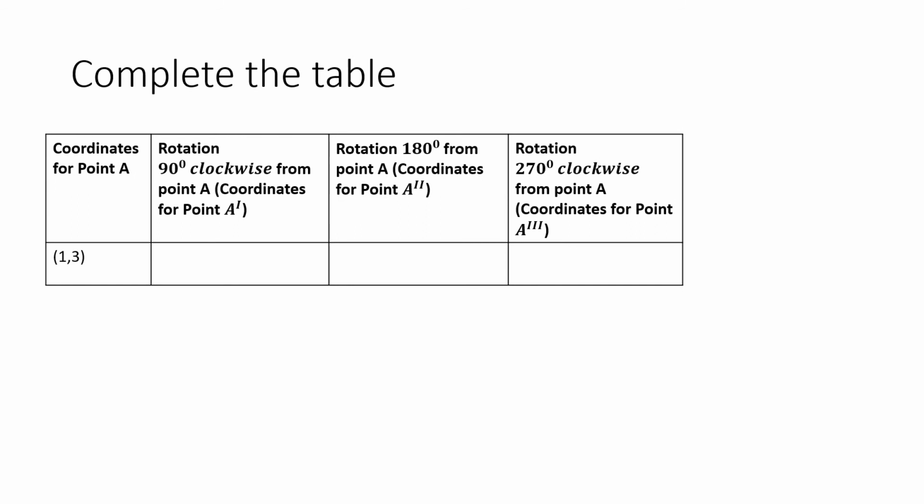So we complete the table based on our observation. The coordinates for point A are given: (1, 3). After rotating it 90 degrees clockwise, what's the coordinate for A prime? After rotating it 180 degrees, what's the coordinate for A double prime? After rotating 270 degrees, what's the coordinate for A triple prime?